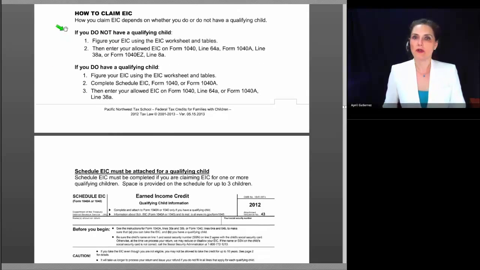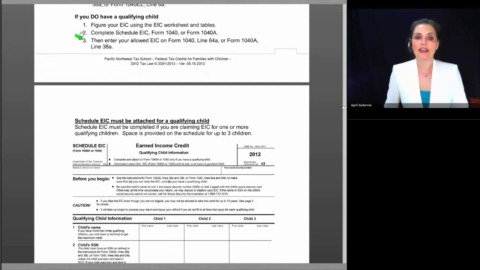If you do not have a qualifying child, you simply figure the earned income credit using the earned income credit worksheet and tables, and then you enter the allowable earned income credit on Form 1040, line 64A, or the equivalent lines on 1040A or 1040EZ. So even 1040EZ actually provides a line for the earned income credit, but it applies only when there are no qualifying children. If you do have qualifying children, then you need to attach Schedule EIC, and it forces you onto 1040A or the long form, and 1040EZ no longer can be used.